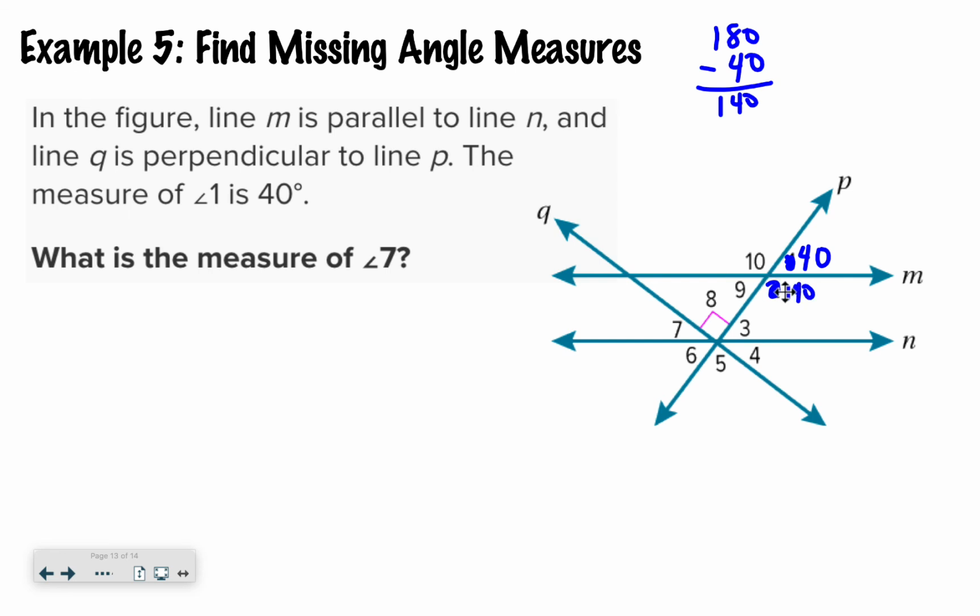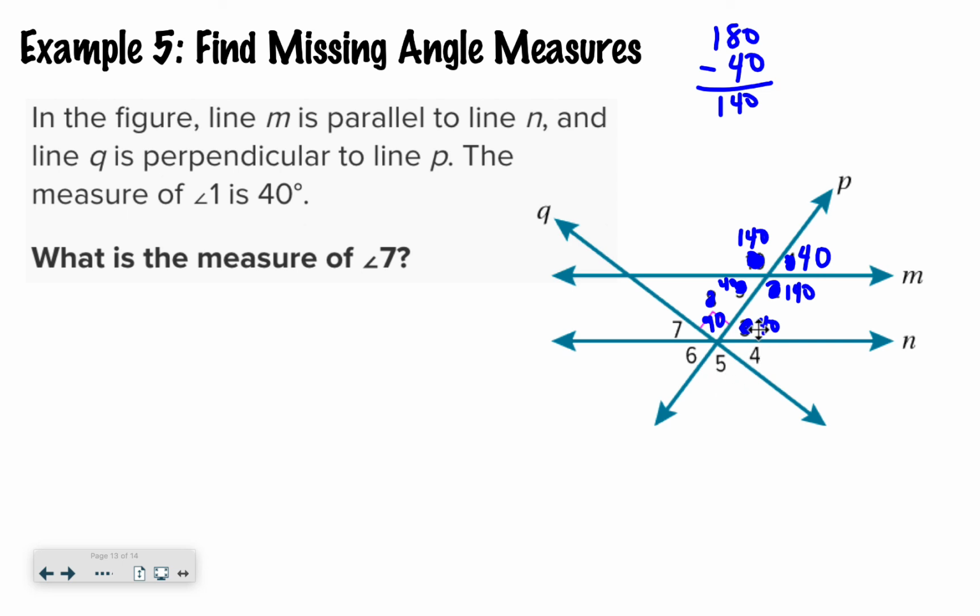And this angle right here is a vertical angle with angle 10, so this is also 140 degrees. And this angle right here, angle 1, was vertical with angle 9, so this is 40 degrees. I know that this right angle here means that this is 90. And then I can say, what is angle 3 related to? Well, angle 3 is related to angle 1. Those are corresponding angles. So those are both 40.